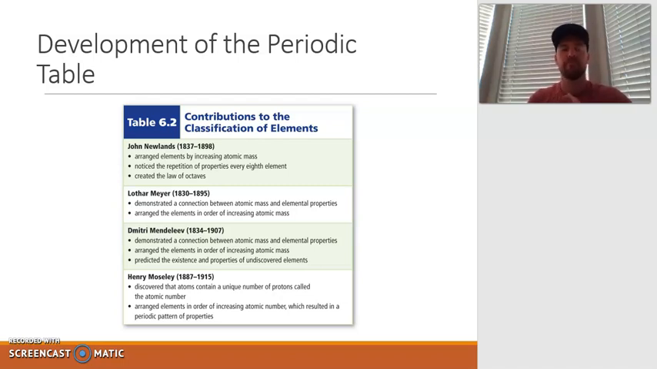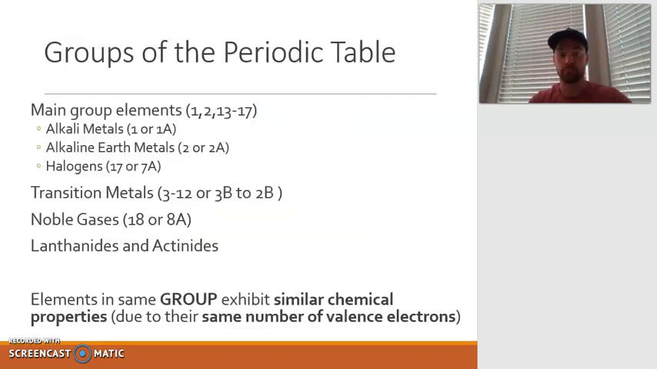This is a very short history of the periodic table. We don't need to go much more than that. But that does give us an idea of where we've come from and who the major contributors were.